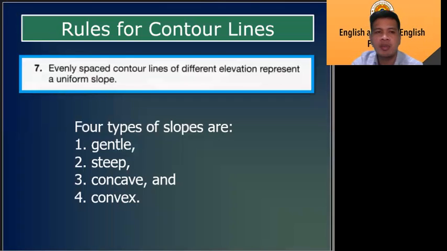Next one, rule number 7. Evenly spaced contour lines of different elevation represent a uniform slope. We're talking about the slope shown on contour lines, and basically there are 4 types of slopes that you can see on a contour map: gentle, steep, concave, and convex slope. How do they look?